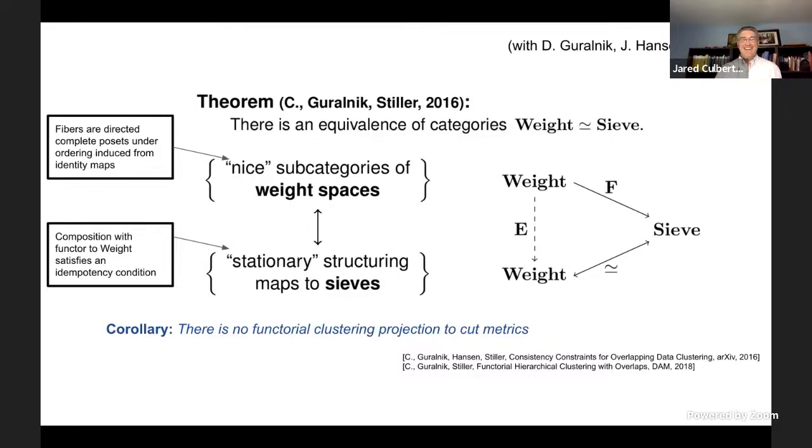We really liked the picture that you get here, and things work out nicely, including this idea of stationarity of functoring with the sieve, so that if you cluster something more than once, so you can cluster and then you can go back to weight and then cluster again, then you should get the same thing. And so this all works out nicely. And there's a nice corollary that says that there cannot be a clustering projection to cut metrics, which is a particular class of metrics that are very simple to describe, and for which people were looking for some projections here, and so that was a nice result.